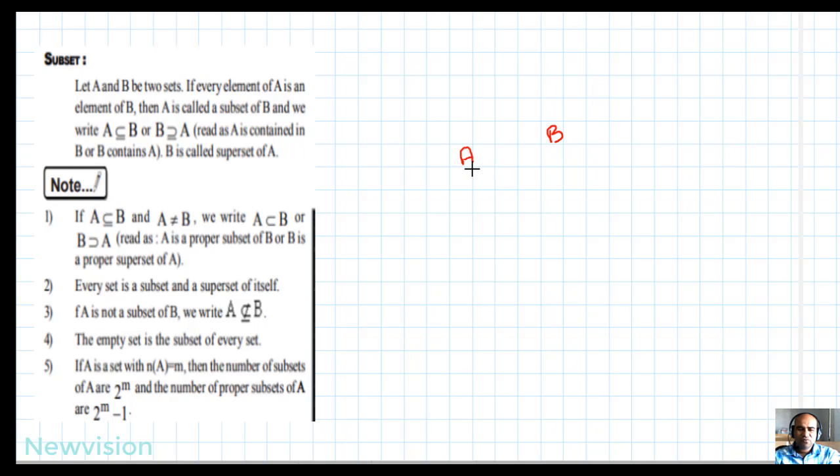Every element of A is in B. That's all. No need to check whether every element of B is in A or not. That is not important. Every element of A is in B, then A is said to be a subset of B. We will write this symbol for subset.